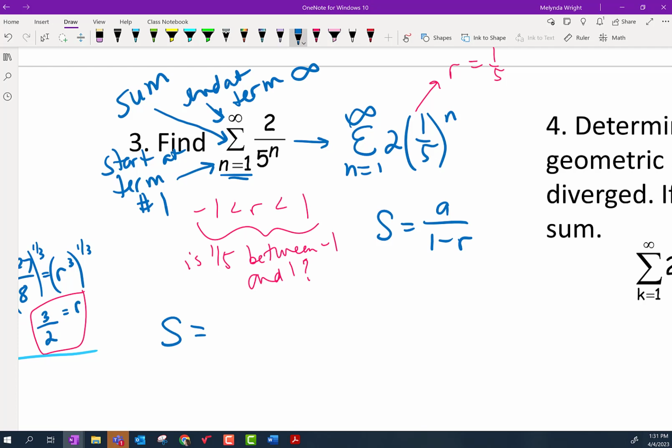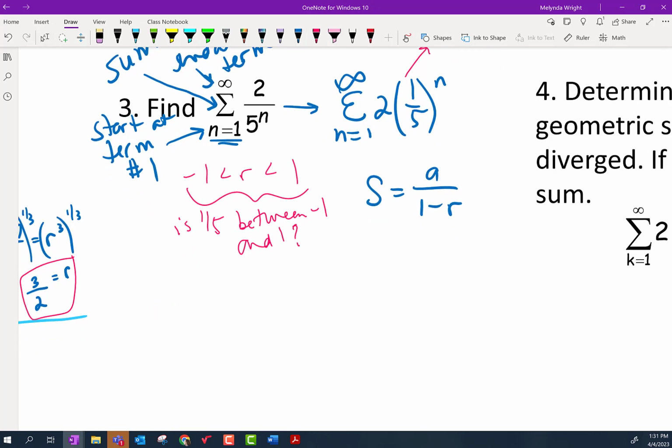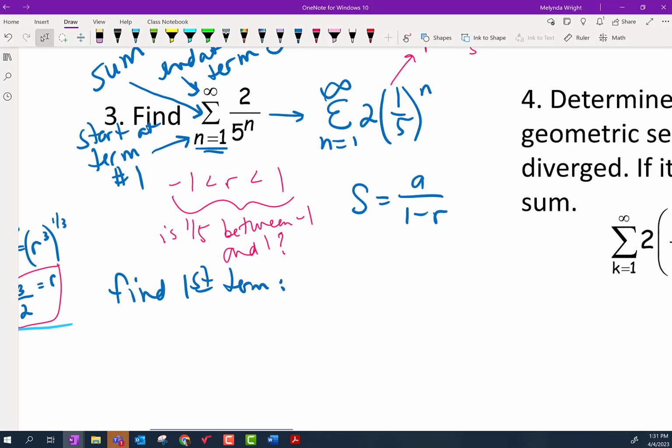So we need to find the first term. Okay, let me erase this. How do we find the first term? Well, we take our little formula and we put in the first term number, which is a 1. We put that in, to the 1. That's our first term.